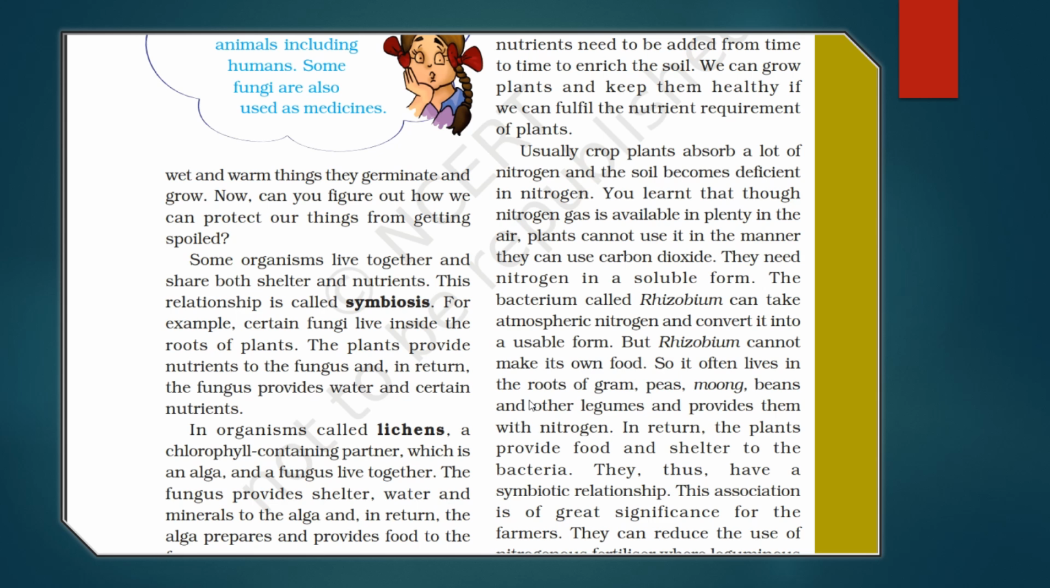Some organisms live together and share both shelter and nutrients. This relationship is called symbiosis. For example, certain fungi live inside the roots of plants. The plants provide nutrients to the fungus, and in return the fungus provides water and certain nutrients.